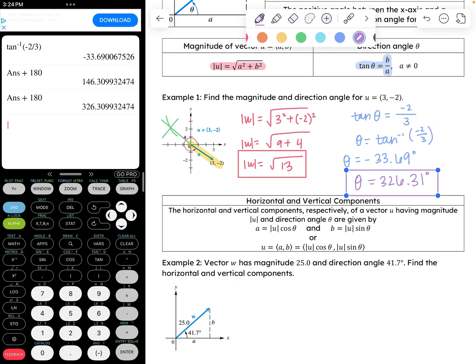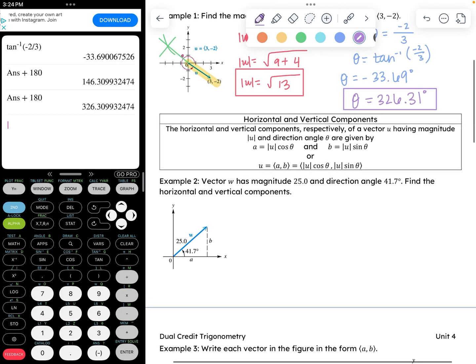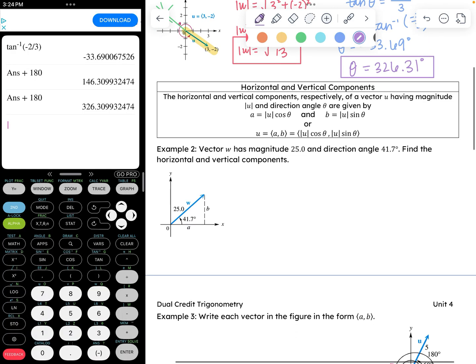And sometimes you may have to go the other way around. Sometimes you may already have the magnitude and the direction angle, and you may need to go back and find the horizontal and vertical components. So to do that, we've got these nice little formulas here. A, our horizontal component, is equal to the magnitude times cosine of the direction angle, and B, our vertical component, is equal to the magnitude times sine of the direction angle.